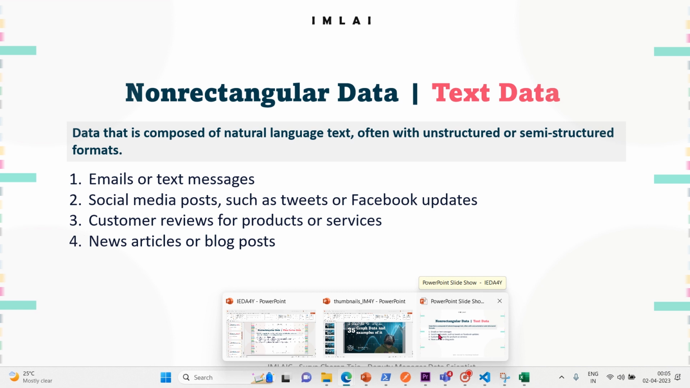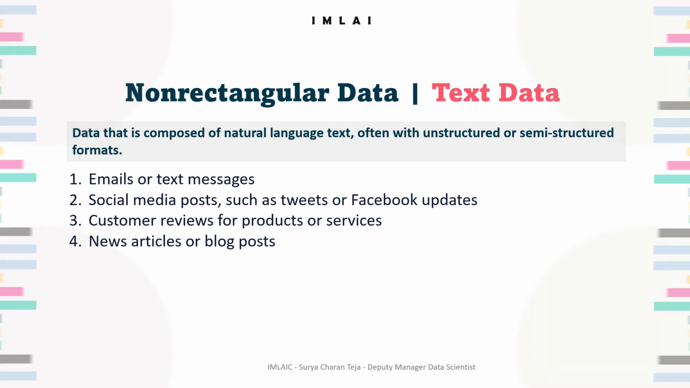Or even text messages. You can get into your WhatsApp, and based on the sender and what message he has sent, these are the two important parameters of text messages, either in WhatsApp or direct chat messages inside your mobile phone. And then next we have social media posts such as tweets or Facebook updates.